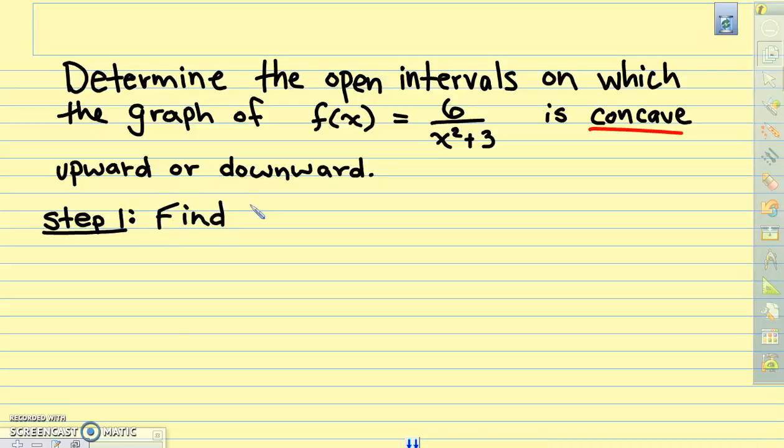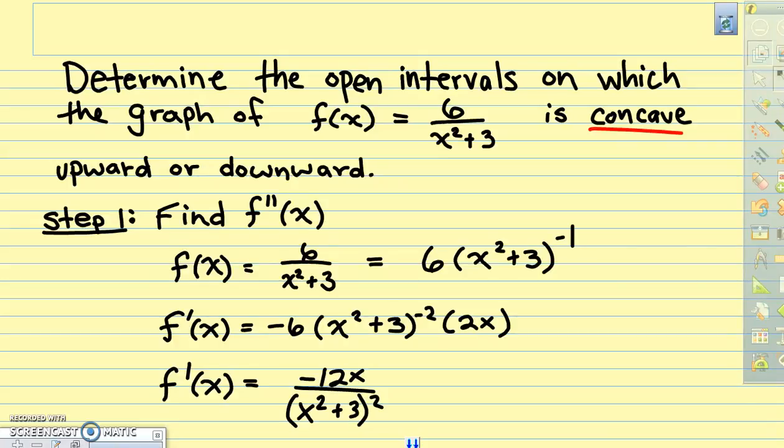So find f double prime. We're going to use the second derivative to determine whether we're concave up or concave down. So right now, go ahead and pause the video, try to find the second derivative of this function, and check it with mine. So pause the video. For the first derivative, I got negative 12x over x squared plus 3 squared.